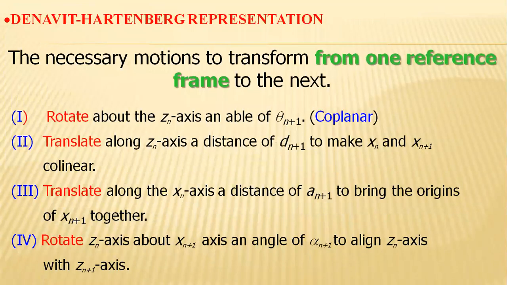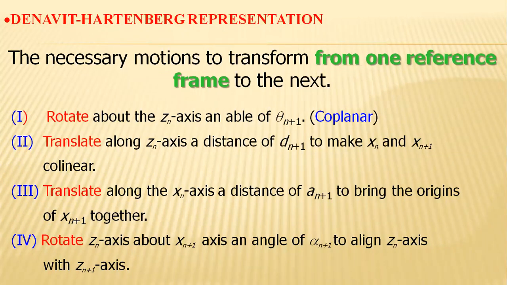Coming to the necessary motions to transform from one reference frame to the next frame, how will the frame positions be changed? We'll be getting one doubt: you were saying that due to the change of theta, the coordinate frames are changing. So how will the frames be changing? We'll have a detailed look here at how these frames get changed.